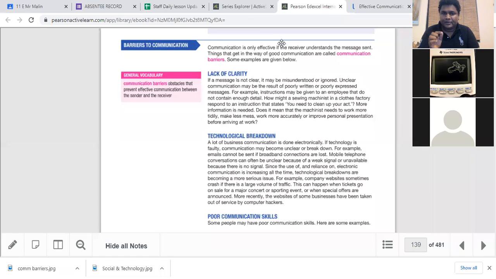So the first barrier we're talking about here is lack of clarity. If a message is not clear, it may be misunderstood or ignored. Unclear communication may be the result of poorly written or poorly expressed messages. Imagine if I were conducting this class in Chinese or Japanese or Korean. I don't think any of you could understand this, because I believe you don't know Mandarin or Korean, those foreign languages. That's the thing.